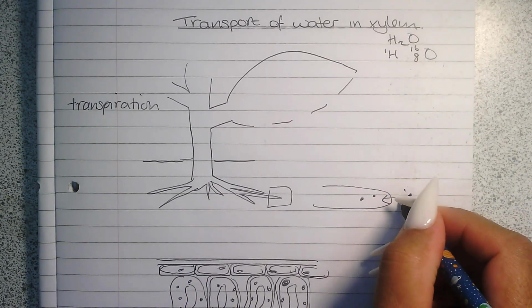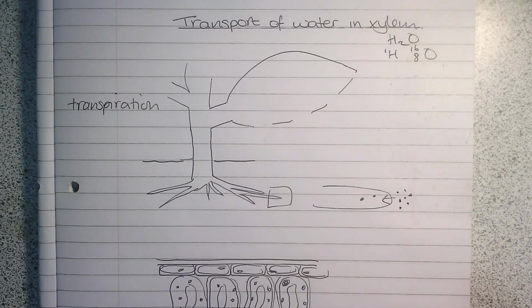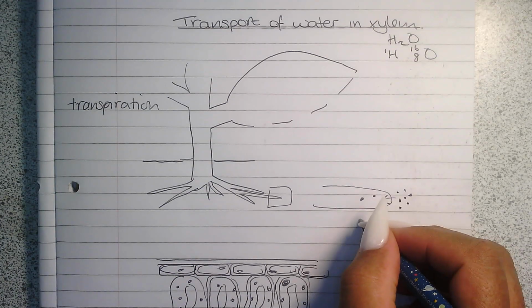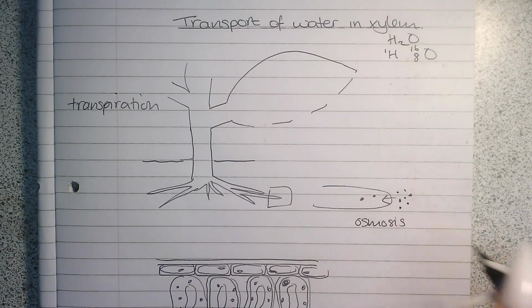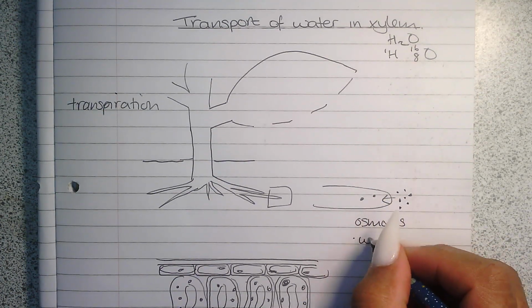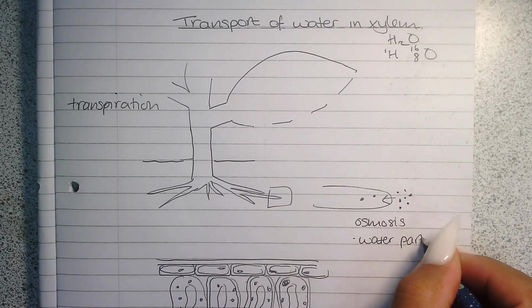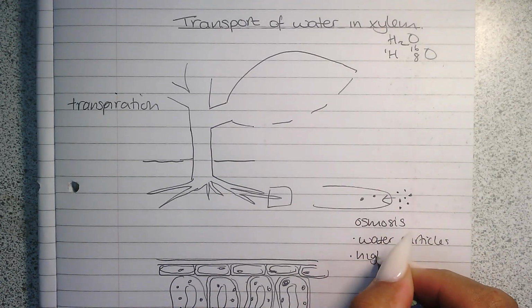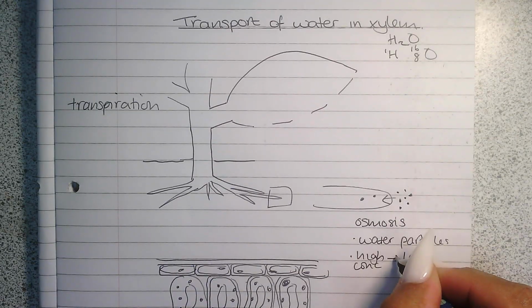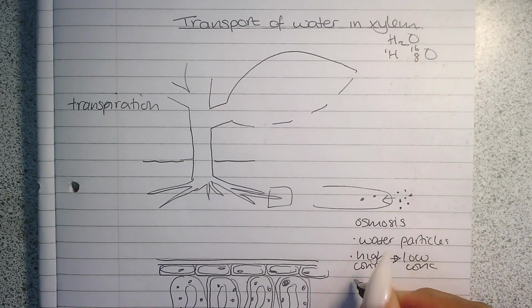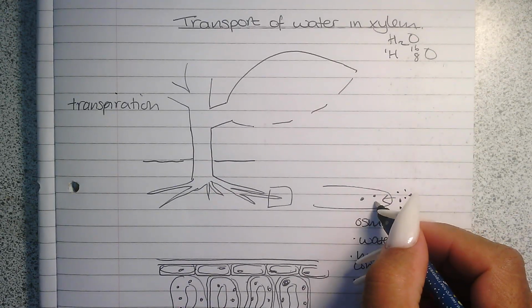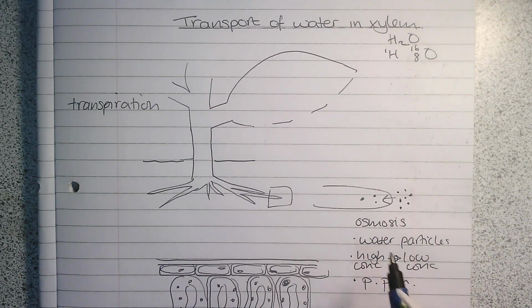Water will move from a high concentration to a low concentration through a partially permeable membrane to enter the roots. This is called osmosis. So, water enters. Osmosis is the movement of water particles from a high concentration to a low concentration through a partially permeable membrane. We know that from GCSE. Okay. Upon entering the root, water will travel through xylem vessels up the stem and out of the leaf.